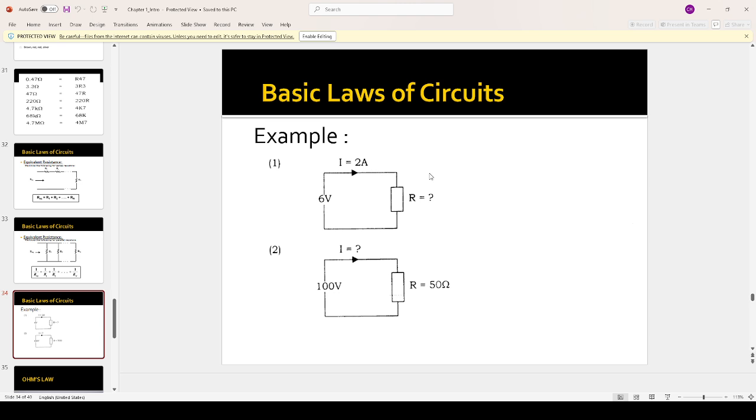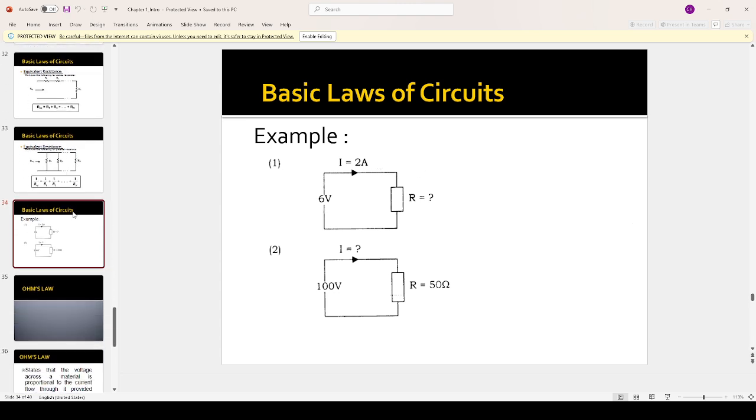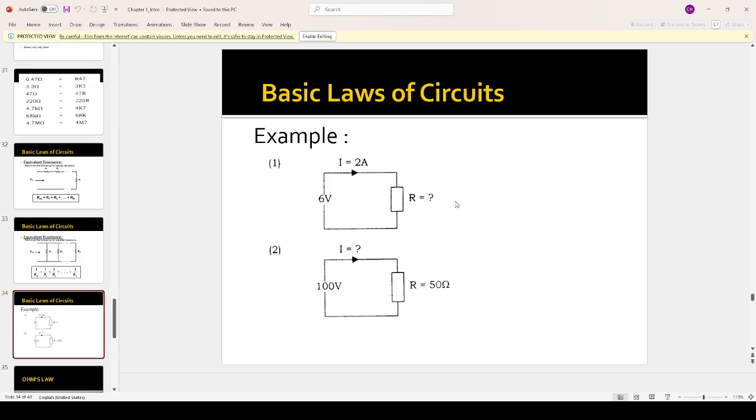Here are the examples. Okay, so you know that there is a law to calculate these equations.